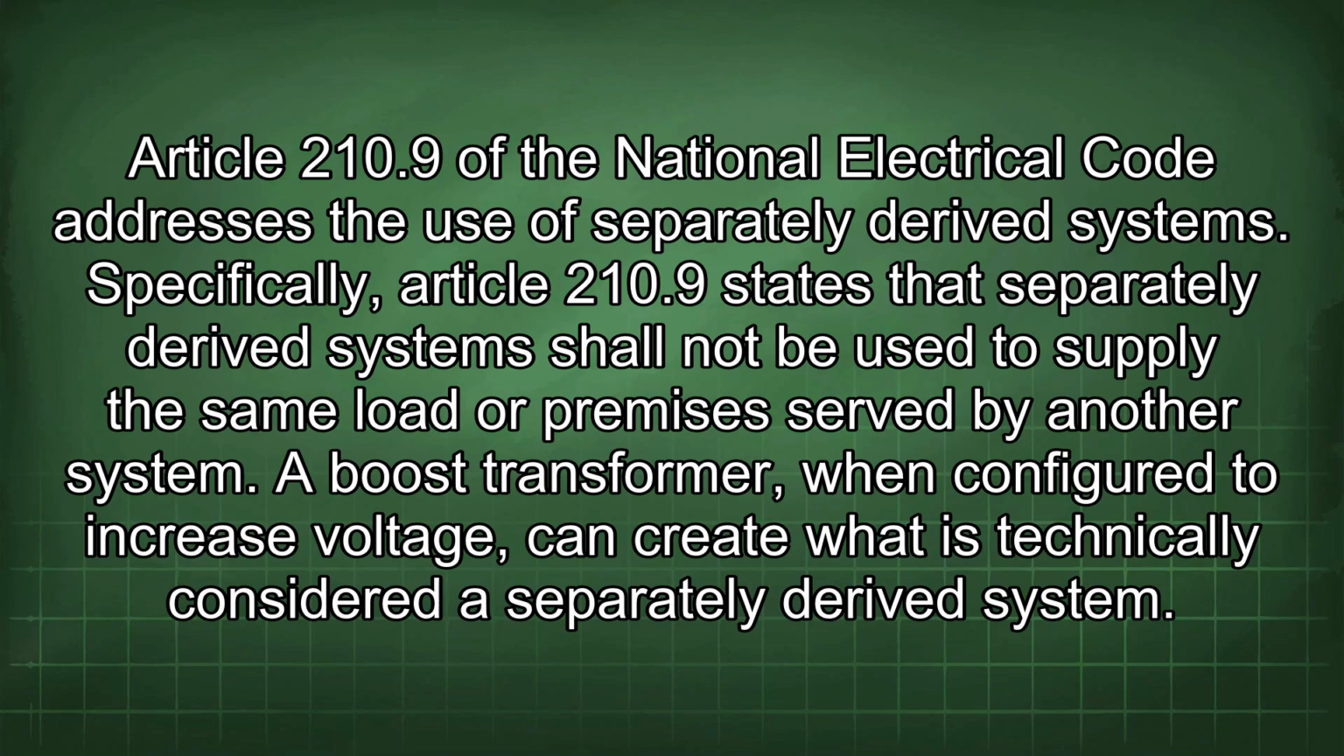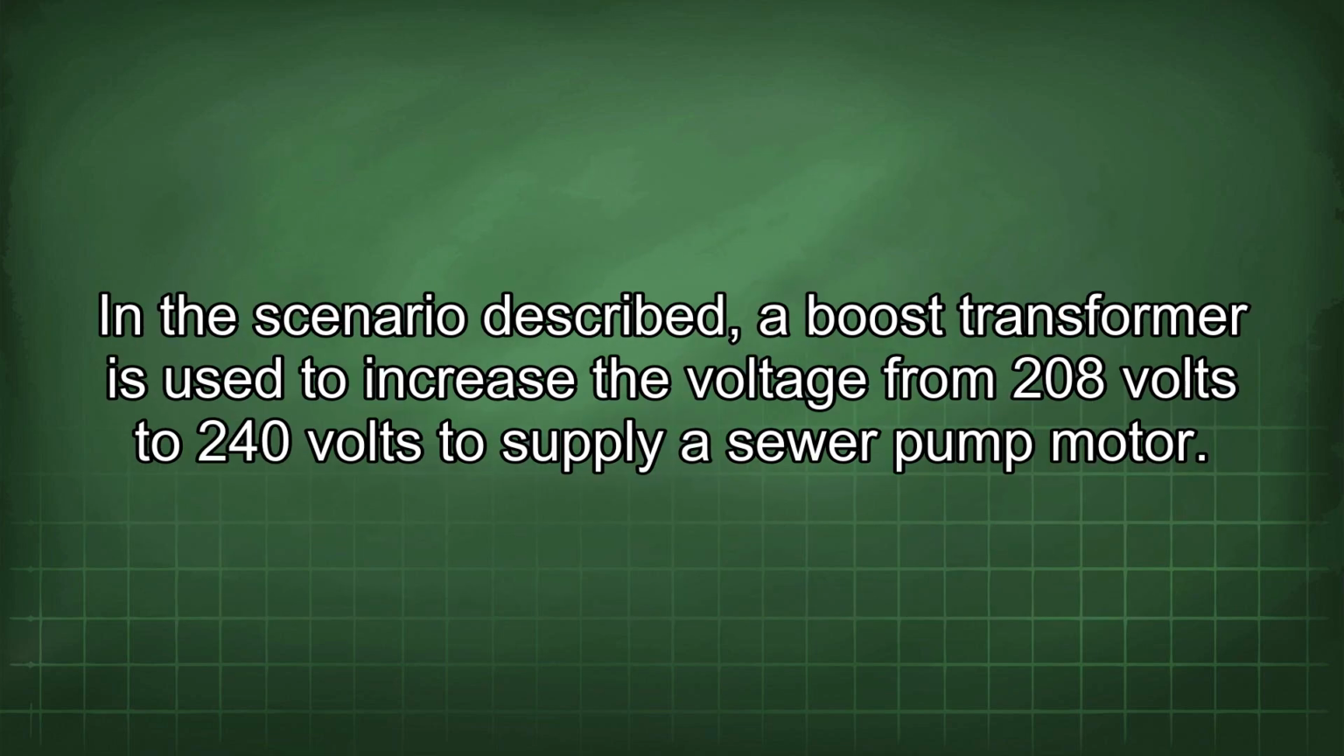Article 210.9 of the National Electrical Code addresses the use of separately derived systems. Specifically, Article 210.9 states that separately derived systems shall not be used to supply the same load or premises served by another system. A boost transformer, when configured to increase voltage, can create what is technically considered a separately derived system. In a scenario described, a boost transformer is used to increase the voltage from 208 volts to 240 volts to supply a sewer pump motor.